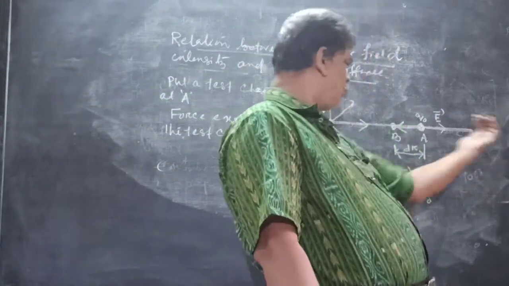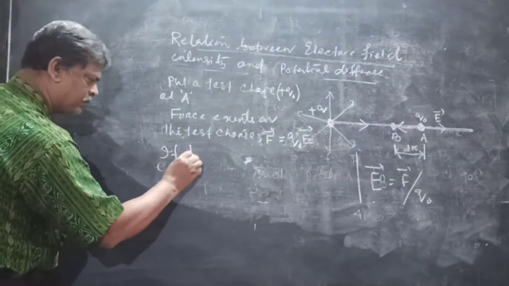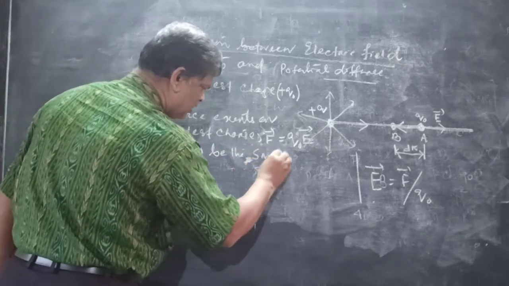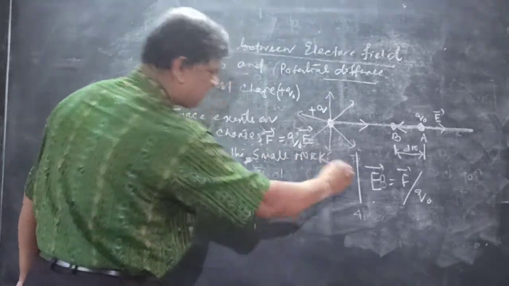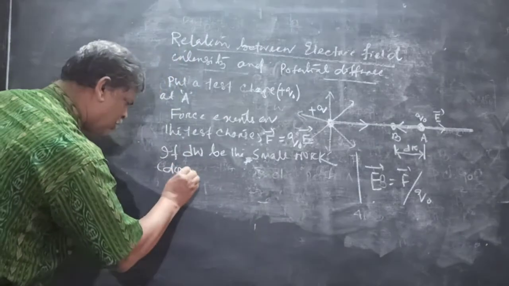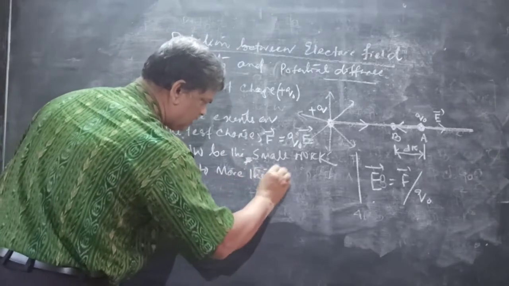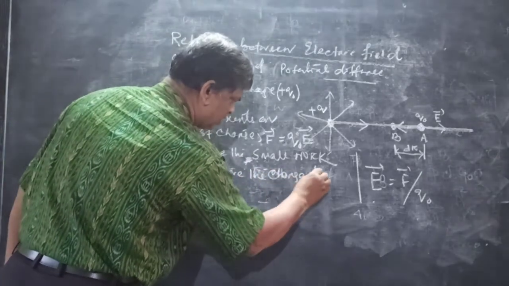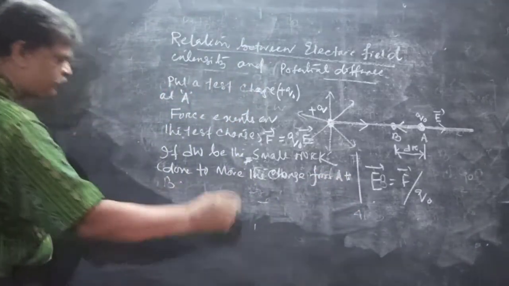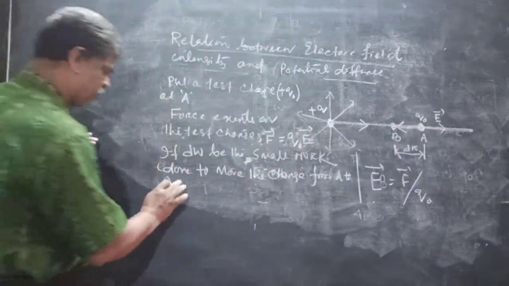Now we move the charge towards B. If dW is the small work done to move the charge from A to B, we bring it from A to B against the electrostatic force.